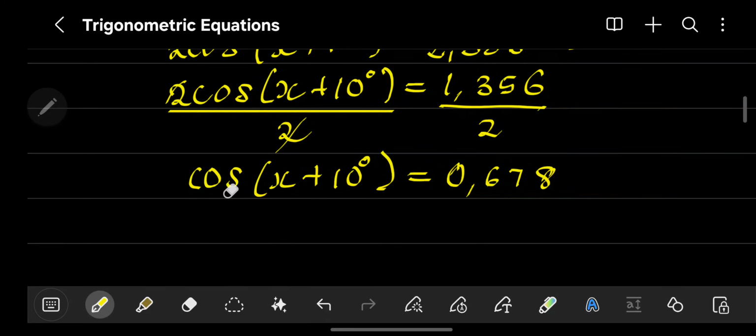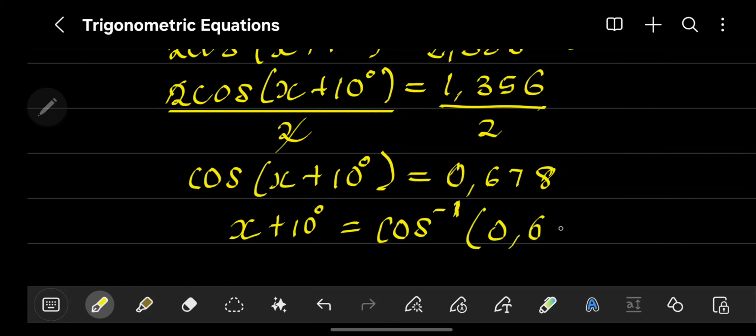We remove cosine, right? Yes, so it's going to be x plus 10 degrees. How do we remove a trigonometric ratio, grade tens? You just press shift and you press that, then it will go to the other side like that. It will appear like this on your calculator. Then you say 0,678.